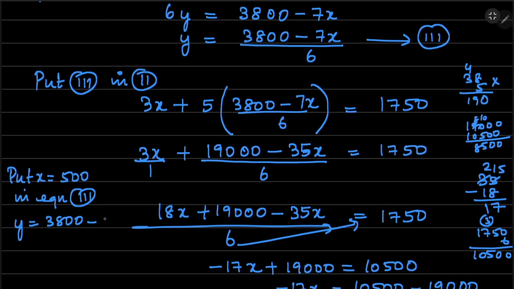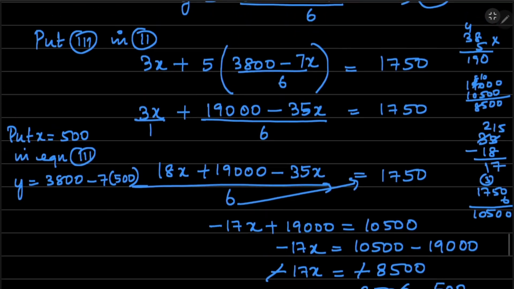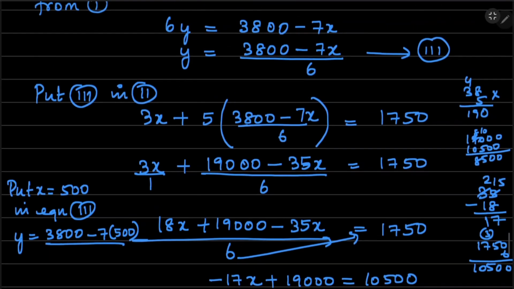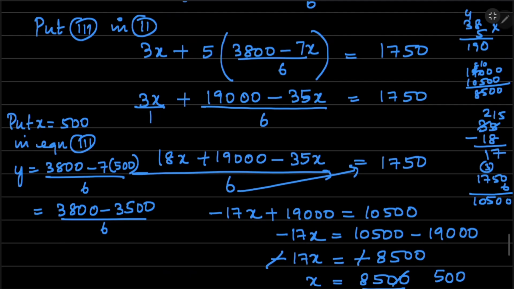3,800 minus 7 into 500. Let me write it clearly. 7 multiplied by 500. So in place of x, I'm going to write the value that I just got. Because I don't have place here. Whole divided by 6. So here you'll be getting 3,800 minus 7 5s are 35, whole divided by 6. So 3,800 minus 3,500 is just 300 divided by 6. 6 5s are 30. So therefore, y equal to 50.